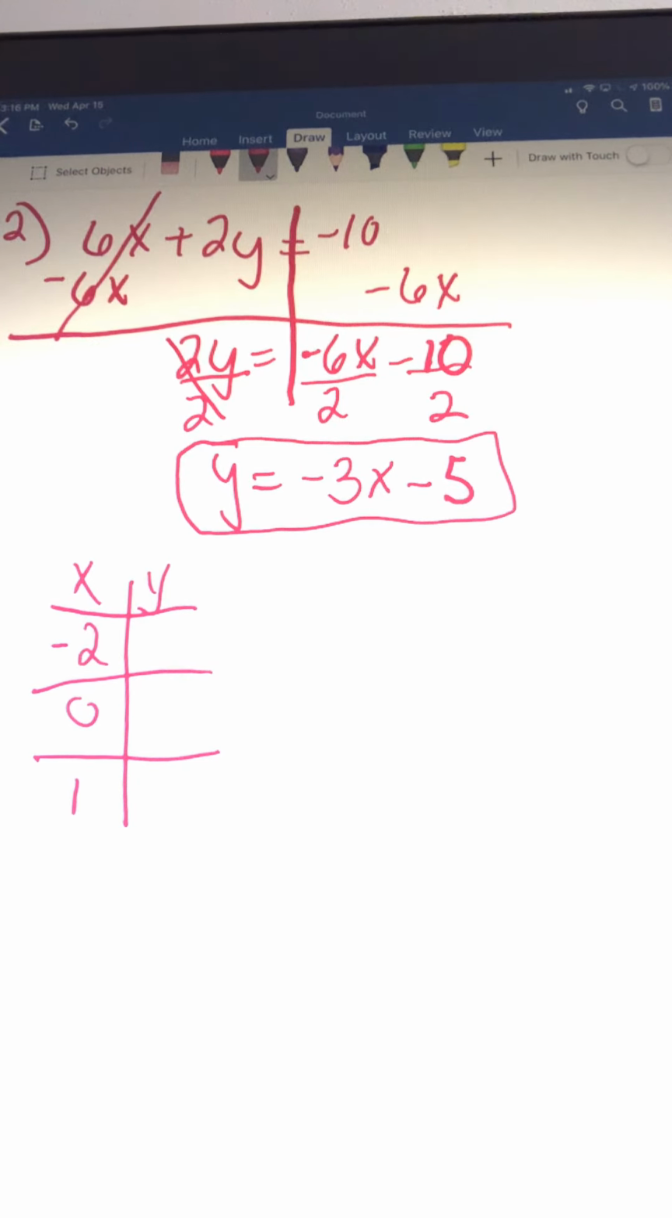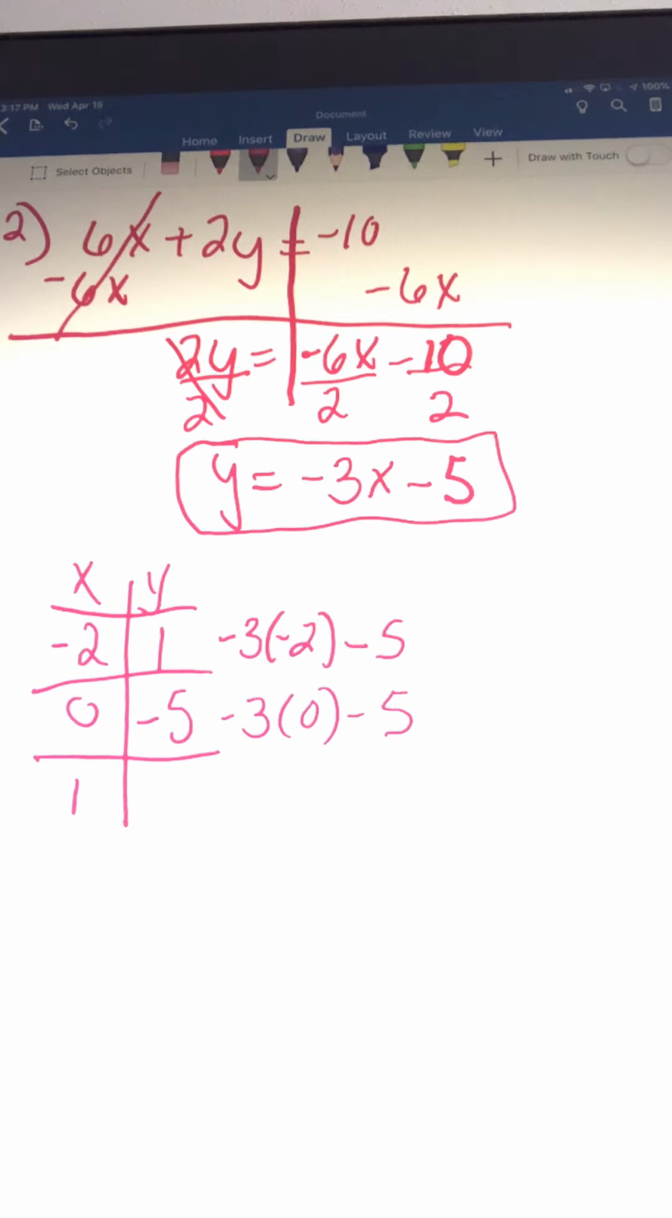So first, we're going to do negative 2. So we're going to have negative 3 times negative 2 minus 5. Negative 3 times negative 2, positive 6 minus 5. 6 minus 5 is 1. Now let's take 0. Negative 3 times 0 minus 5. Negative 3 times 0, 0, minus 5, negative 5.